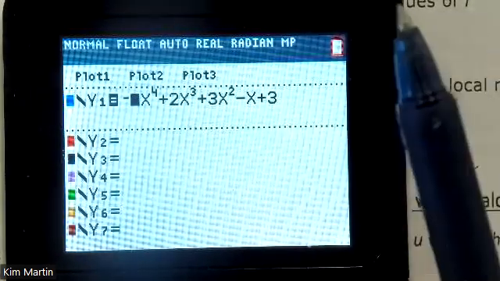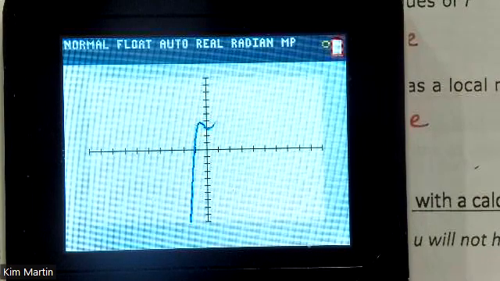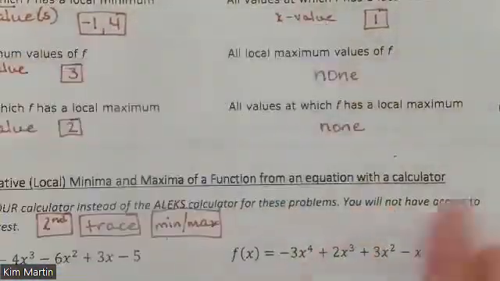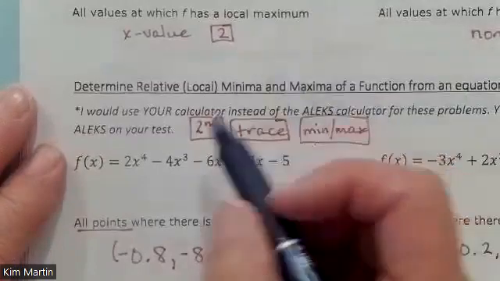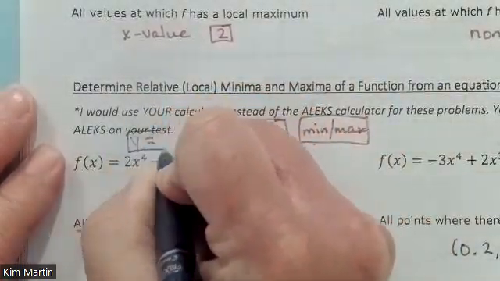All right, so the first thing we're going to do is we're going to hit graph. Now, your graph should look something like this. So we need to find out the steps on how to do this. For those of you that were here on Friday, here's what you're going to do. You're going to go to y equals, because I did not put that in your notes.